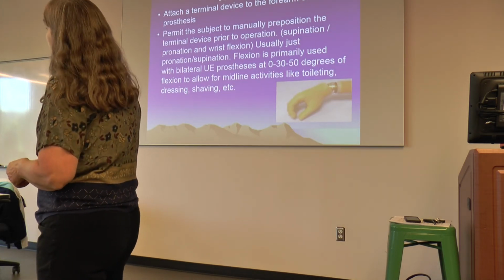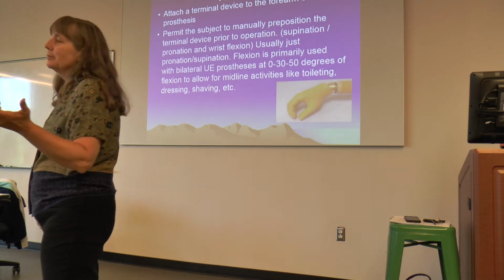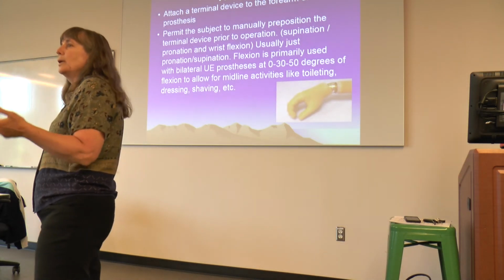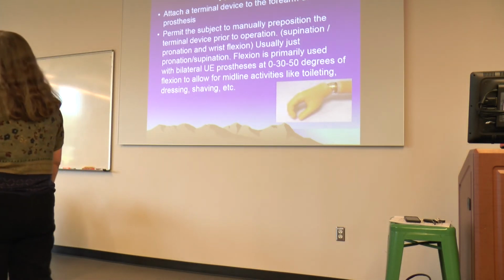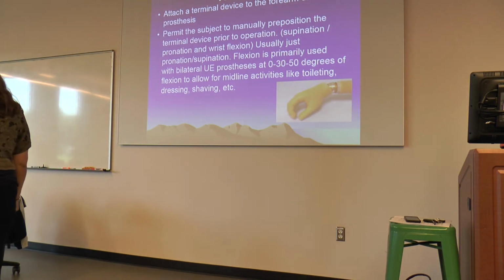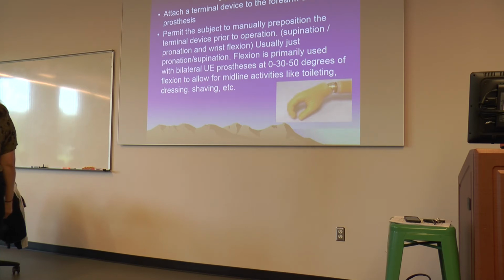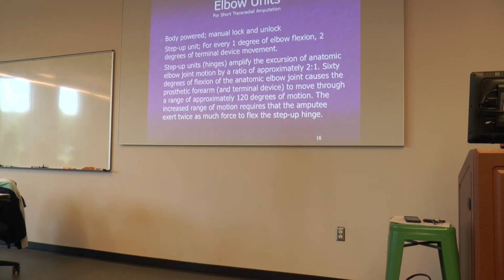The main use of a wrist unit is to attach the terminal device. Literally, it's that quick disconnect that attaches it. It permits the subject to manually pre-position it in order to do a task, and as you can see, that one actually has some flexion on it for the bilateral. Elbow units. Yes, transradial need elbow units.